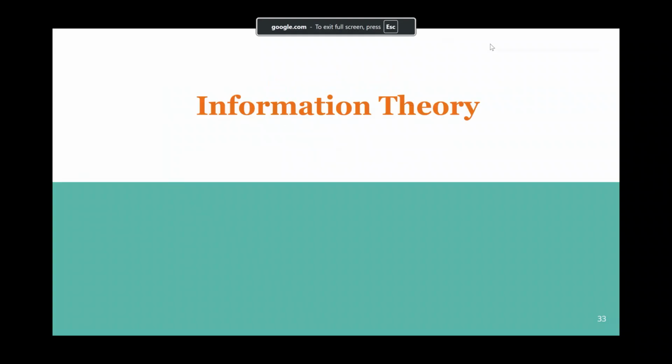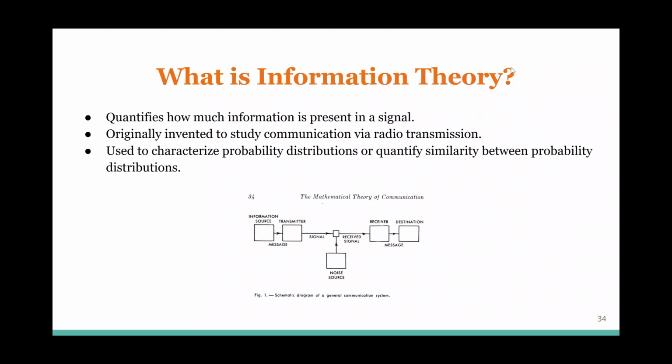And next we go to the information theory part of it. Here they define information theory. Basically, it quantifies the amount of information present in a signal. Initially, it originated from radio transmission to study communications, to identify what is the optimal code that needs to be designed and what is the length of the message that is expected to be received. But here they use it to characterize probability distributions and to understand the differences and similarities between different distributions.